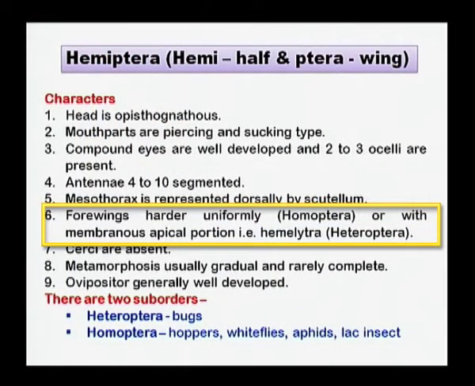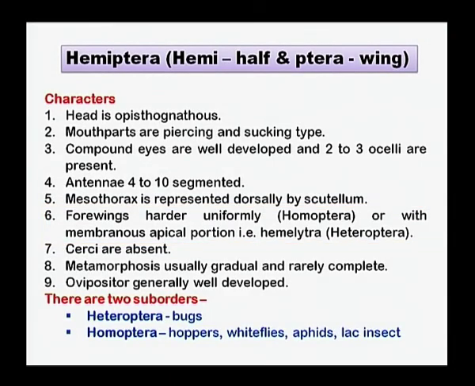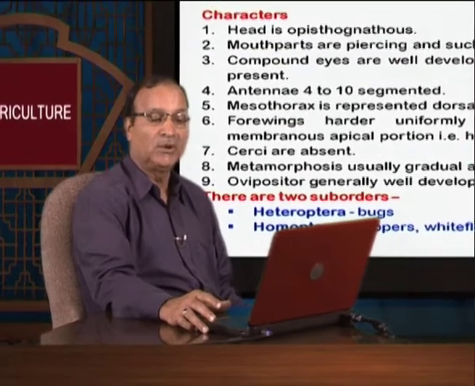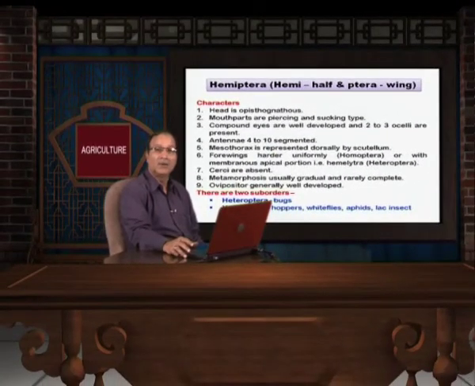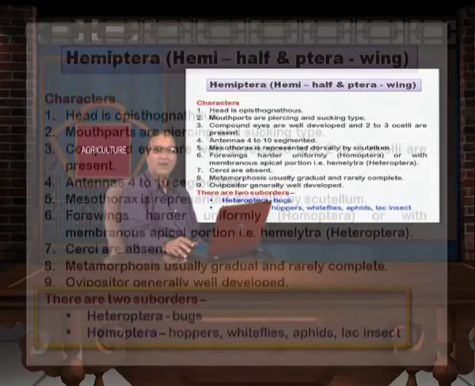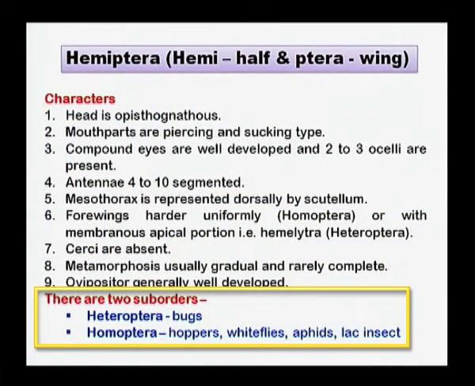Forewings are harder, uniform or membranous. Cerci are absent. Metamorphosis here is gradual and rarely complete. It means all the 4 stages cannot be seen in this type of insects. Ovipositor is generally well developed. Now, this Hemiptera order is divided into 2 suborders, Heteroptera and Homoptera. Heteroptera includes the plant bugs, whereas Homoptera includes whiteflies, aphids, jassids and lac insects.